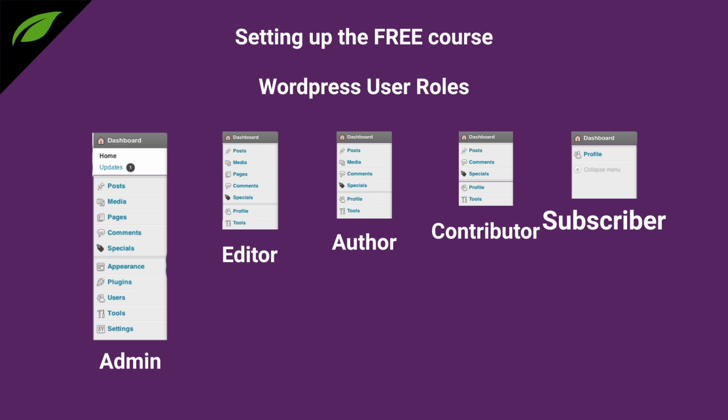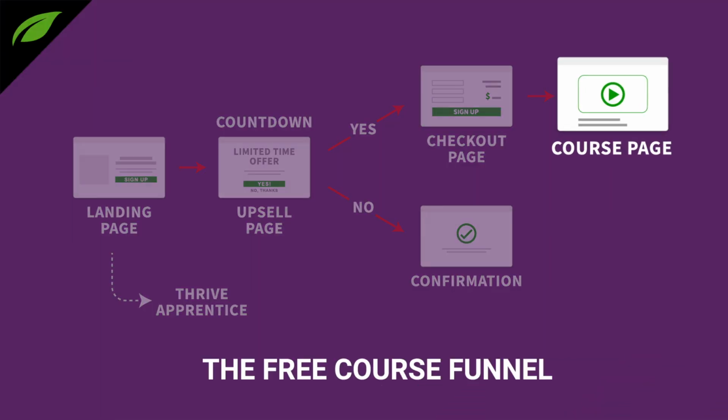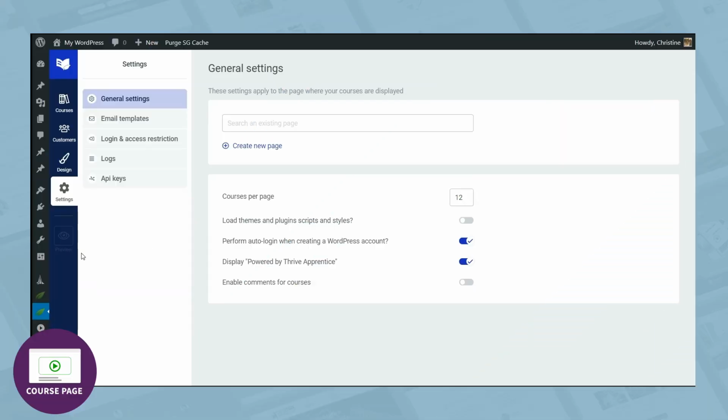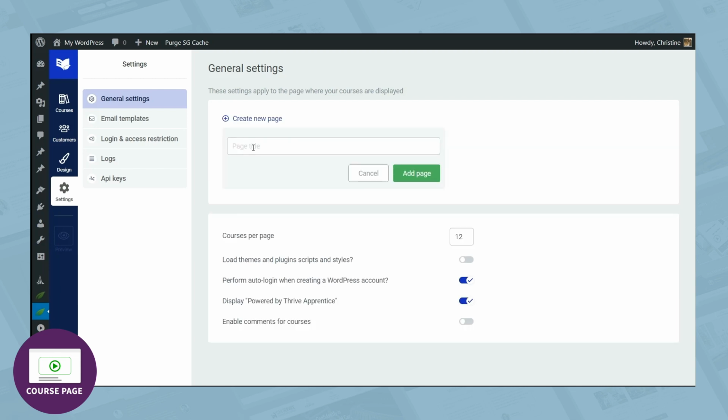All right, so let's start building. Now, if you haven't created any courses yet, you'll need to create a course page. This page will display all of the courses that you offer. In Thrive Apprentice, go to the Settings tab, then go to General Settings. And if you've already created a page that you would like to use, you can simply click in this box and start typing the name of it, and the page will pop up. Or you can create a new page by clicking the Create New Page button, and then just give the page a name and click Add Page.